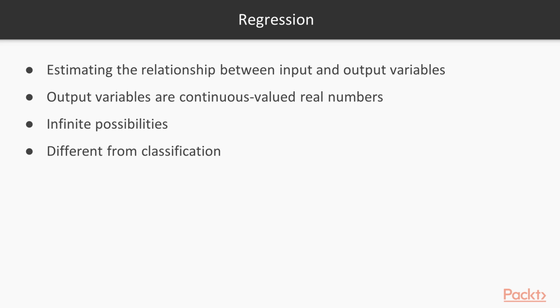One thing to note is that the output variables are continuous valued real numbers. Hence, there are an infinite number of possibilities. This is in contrast with classification, where the number of output classes is fixed. The classes belong to a finite set of possibilities.